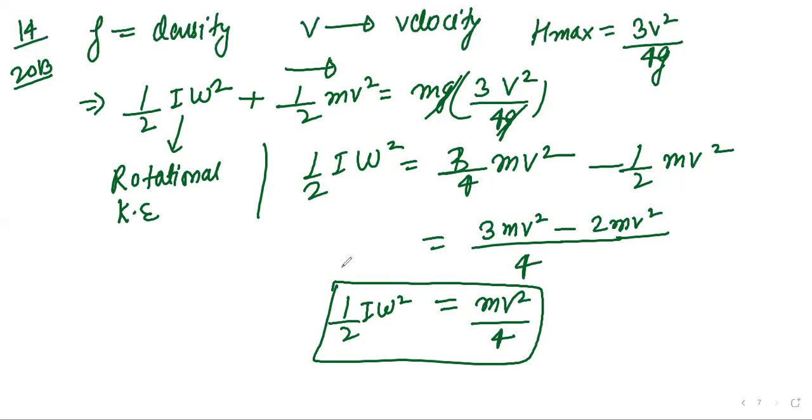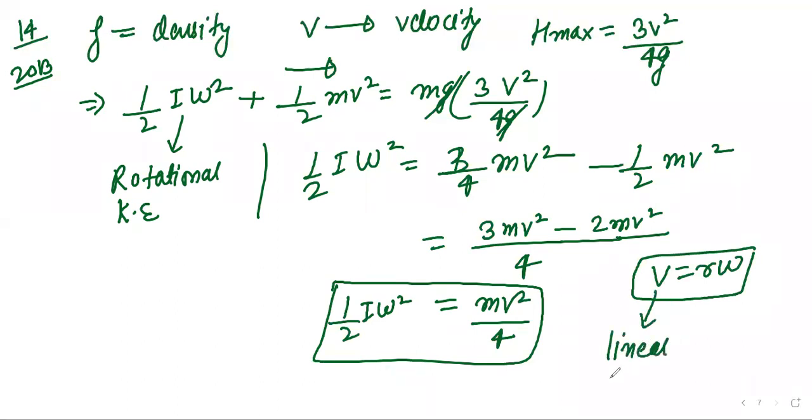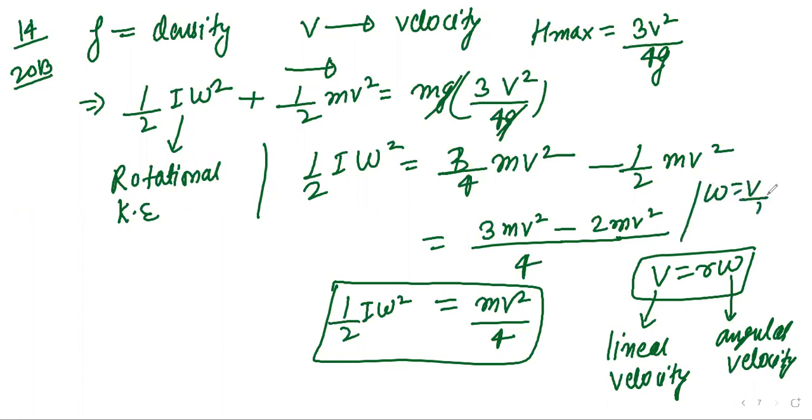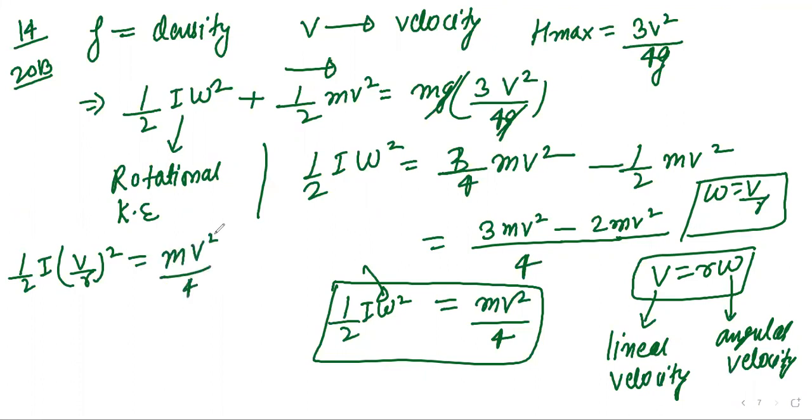Right. And as we know, v equal to r omega. So this is the relation between linear velocity and this is your angular velocity. So omega is coming out to be v by r. Right. So put here instead of omega, then you will get 1 upon 2 I into v by r whole square is equal to mv square upon 4.